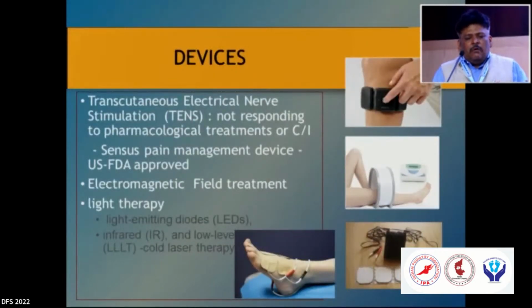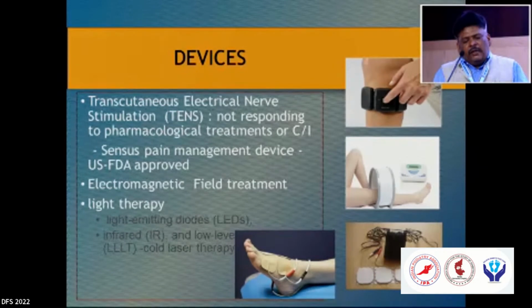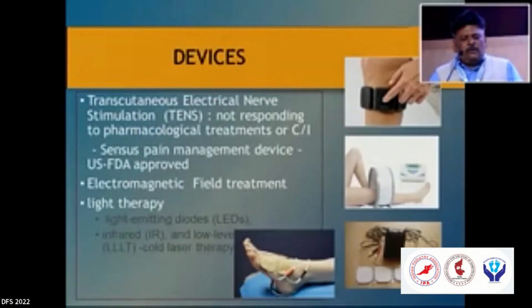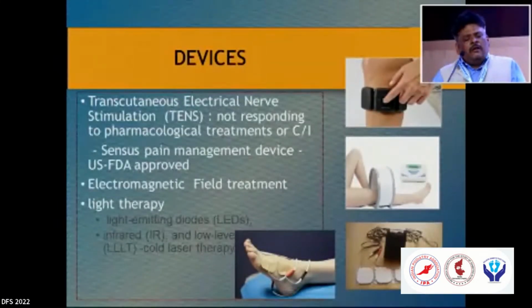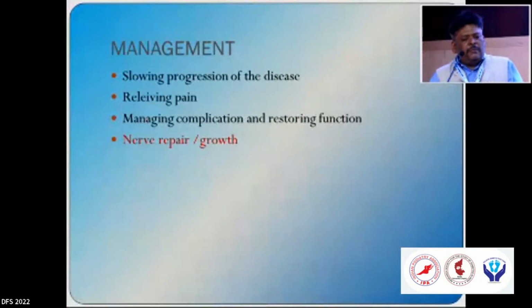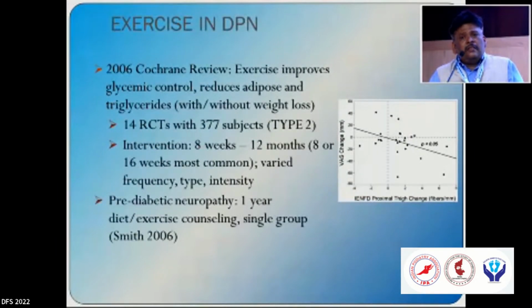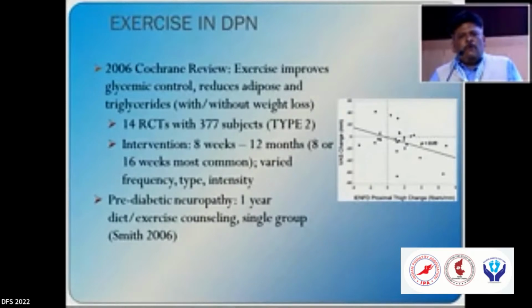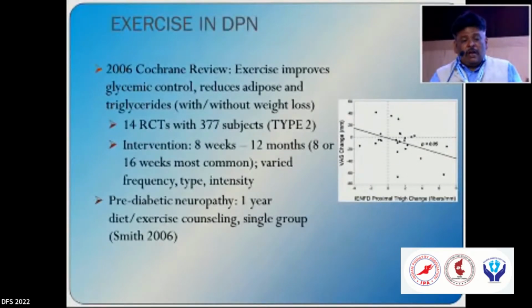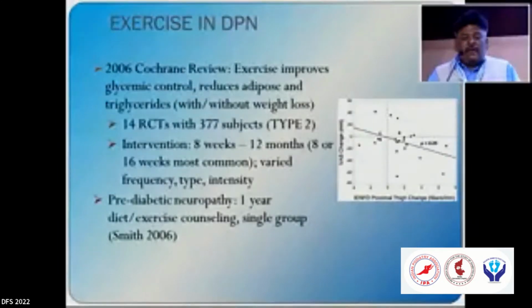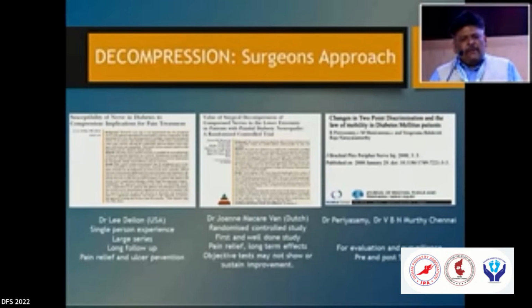Coming to devices, I don't use any of these devices, but there is electrical nerve stimulation and the use of light therapy, which includes LEDs, IR-based systems, and laser, which I think Dr. Maya and Dr. Pawan have been using, and I was talking to them this morning. Finally, nerve growth. There's a lot of role of physical therapy and exercise, which needs to be explored and researched, because there is not much paperwork, but the limited papers that are there definitely say that physical therapy has a role in reducing the pain in diabetic peripheral sensory neuropathy.